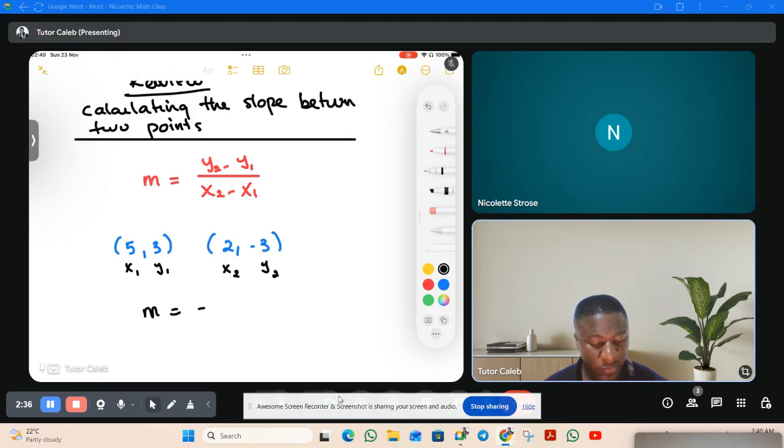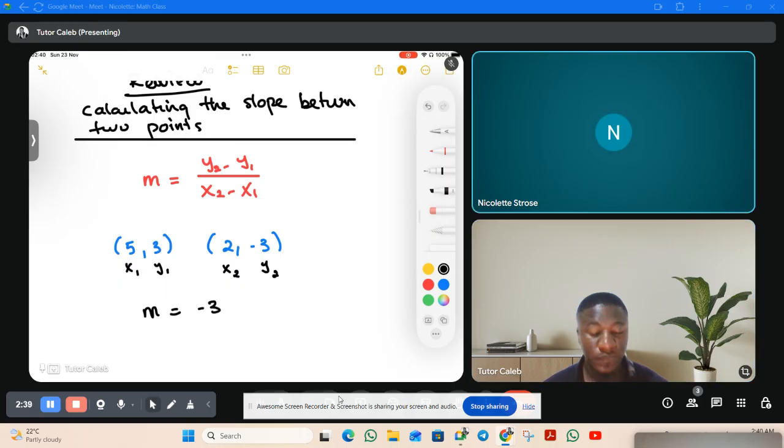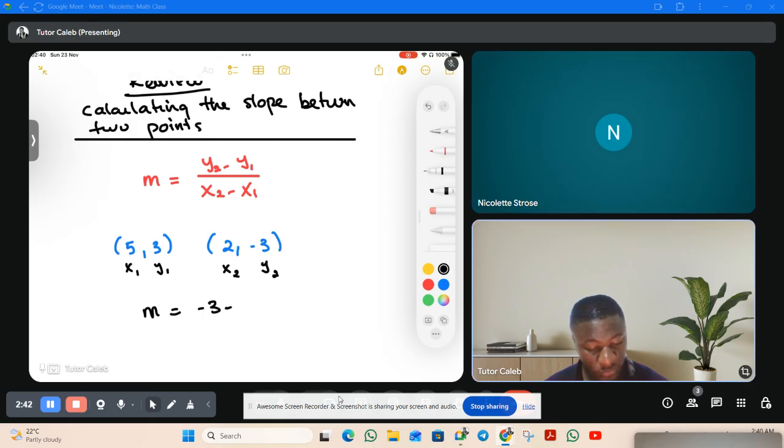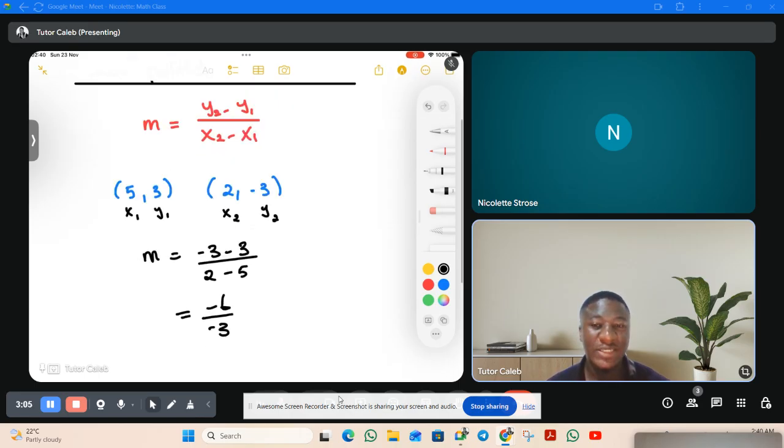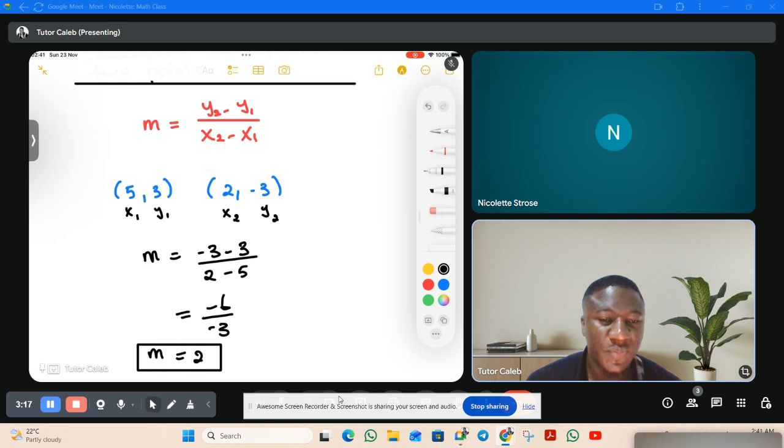So our answer here will have minus 3 for y2 minus 3 for y1, divided by 2 for x2 minus 5 for x1. So you will get minus 3 minus 3 is minus 6, divided by 2 minus 5 is minus 3, and minus 6 divided by minus 3 will give you 2. So your slope for the 2 points is 2. I think that was clear.